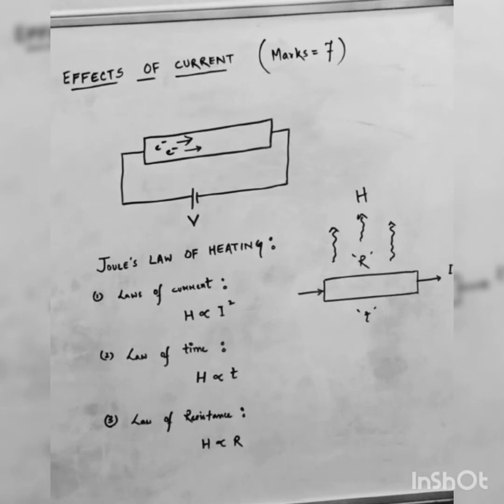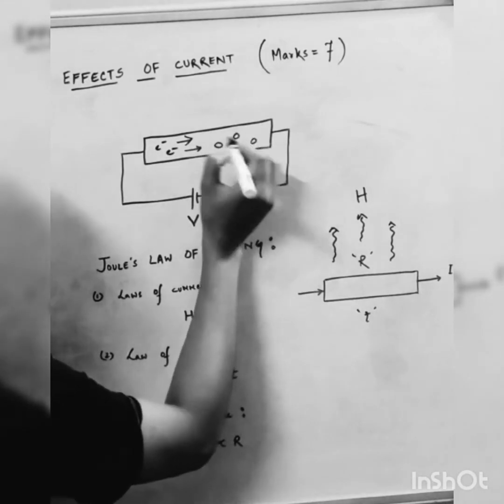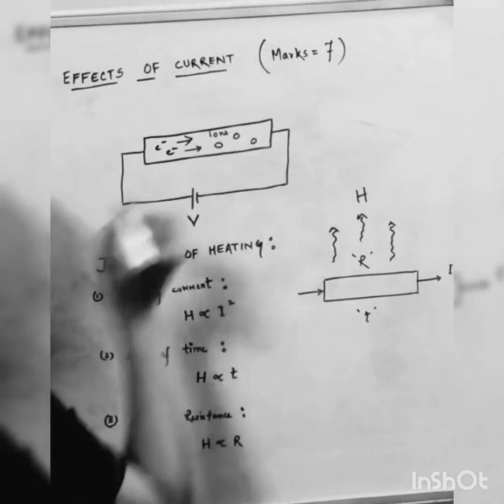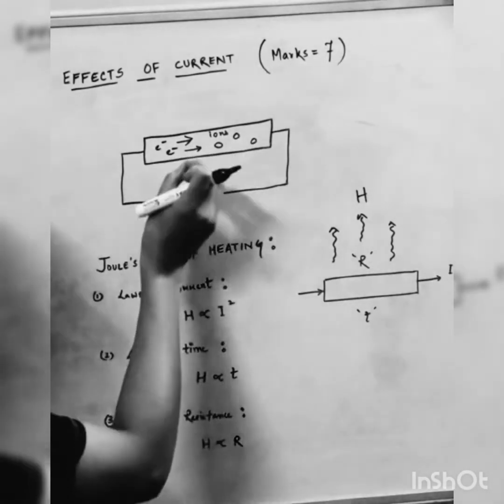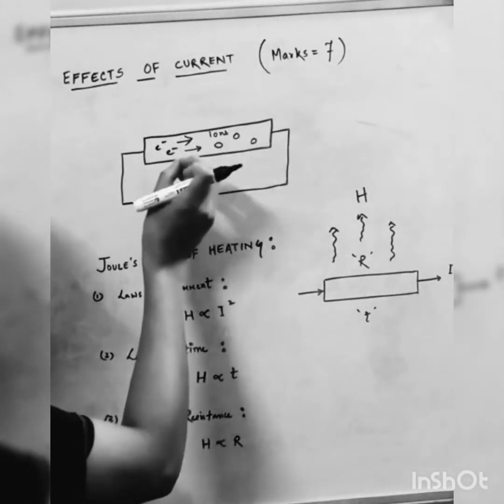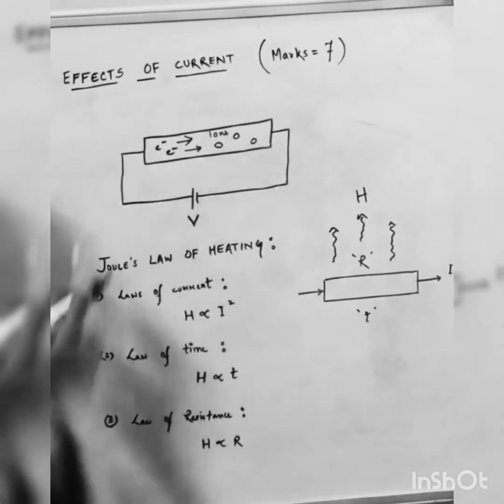And because of this movement, when they start to move, the atoms or the ions which are present inside the conductor collide with these electrons.